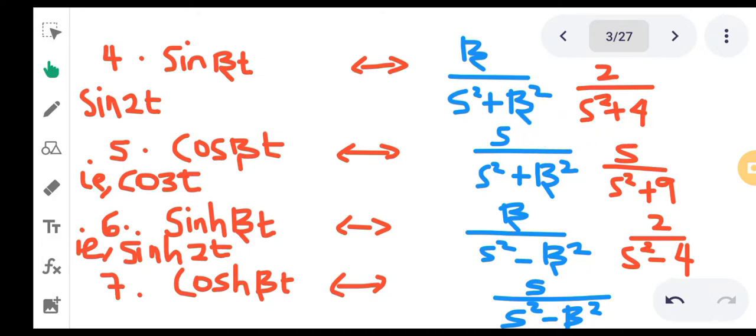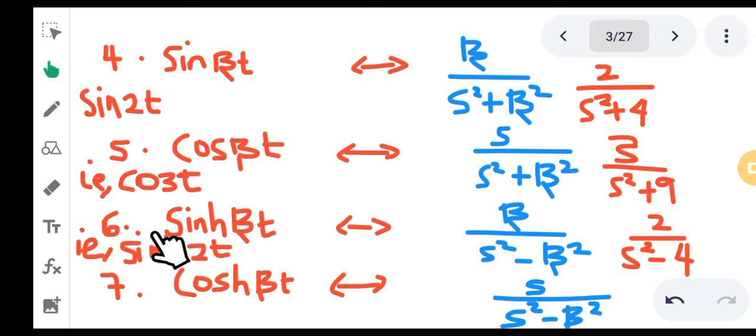So it becomes 4. Also, whenever we have the Laplace of cos beta t, we are going to get s over s square plus beta square, with the s in the numerator. For example, for cos 3t, you know that your beta is 3, so you are going to get s over s square plus 9.